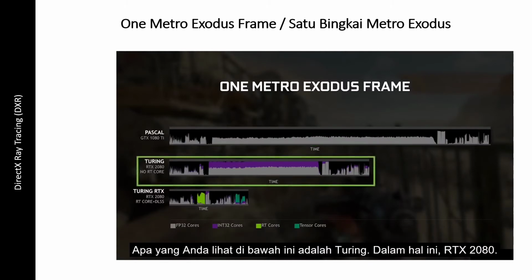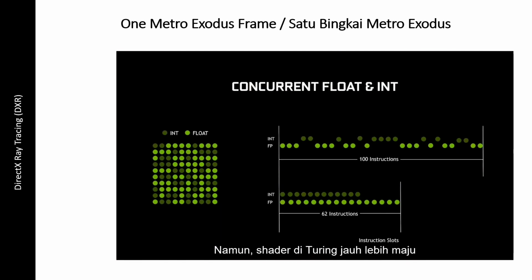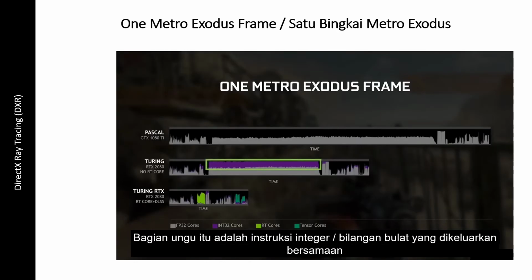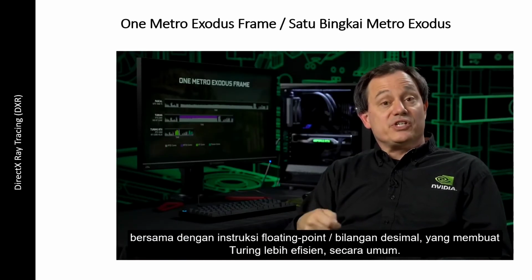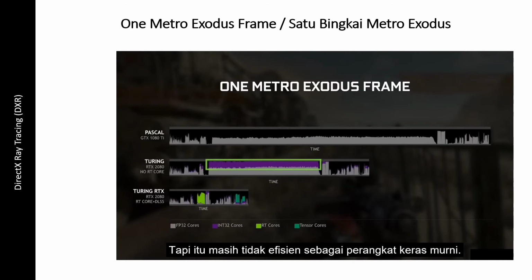What you see below there is Turing, in this case an RTX 2080. The shader in Turing, though, is considerably more advanced in that it can execute floating point and integer instructions at the same time. That purple section is the integer instructions being simultaneously issued along with the floating point instructions, which makes Turing much more efficient just in general. But it's still not as efficient as pure hardware.